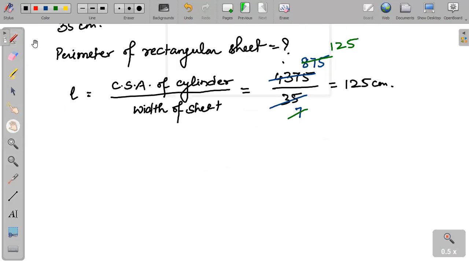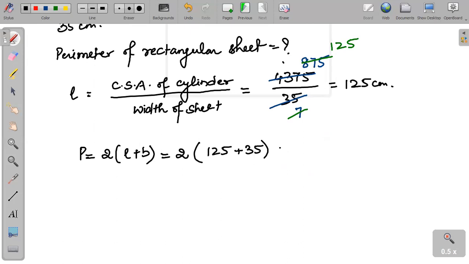Now perimeter of seat is equal to 2 into L plus B. That is 2 into 125 plus 35 centimeter. This is going to be 160 into 2, that is 320 centimeter. Is that okay? Which can also be written as 3.2 meter. Clear?